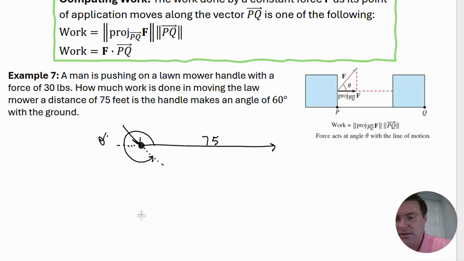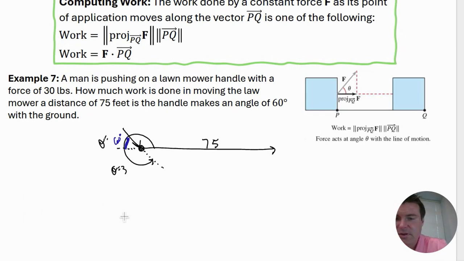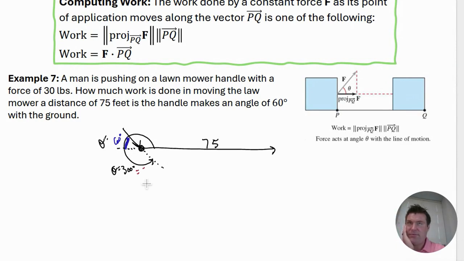And I'll do it in blue. In blue is 60. So that's 60, which means that if I were to do it all the way around here, this would actually be theta equals 300. And if you know this maybe from pre-calc or not, what would 300 degrees be? That would be 5 pi over 3.